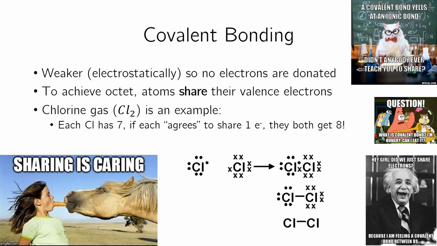Chlorine is a molecular compound, and each chlorine has 7. If each one says, we can just share this electron and pretend we both have shared custody of it, then I can sort of ignore this and look at this guy, and he's like, I have 8, and then this guy can ignore the other one, says, look, I have 8. So they both have 8. So in the mind of each one, they each have 8.